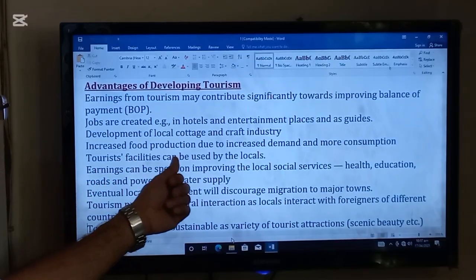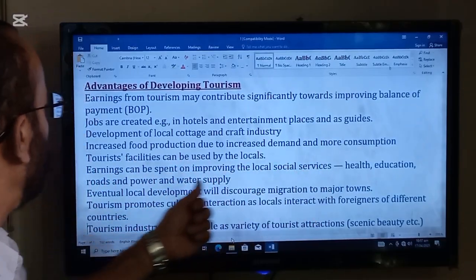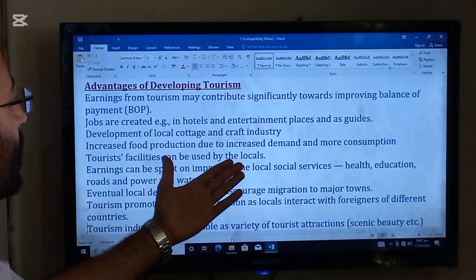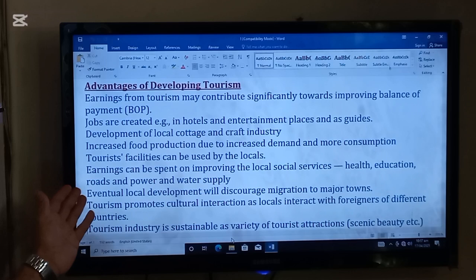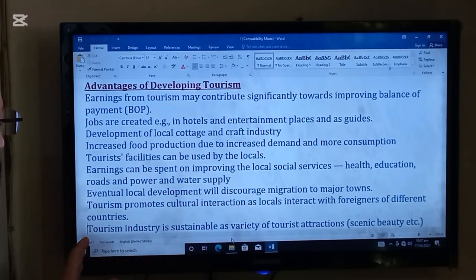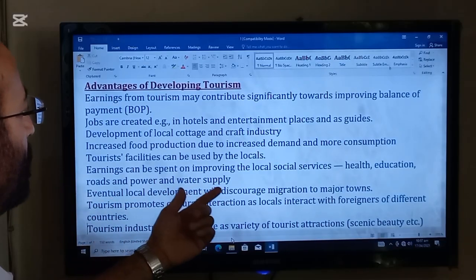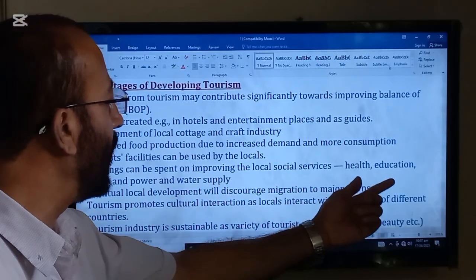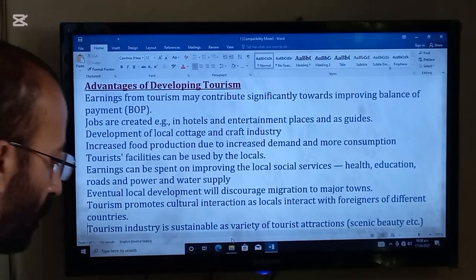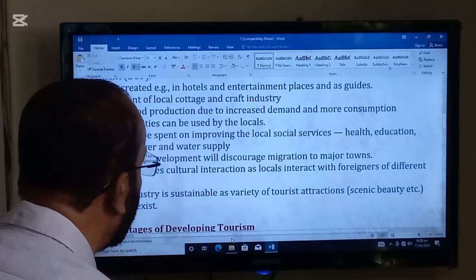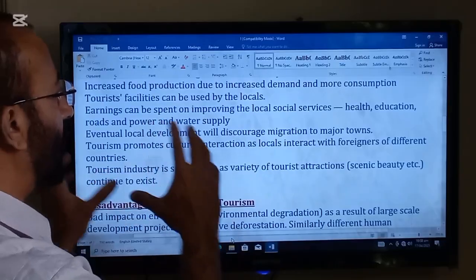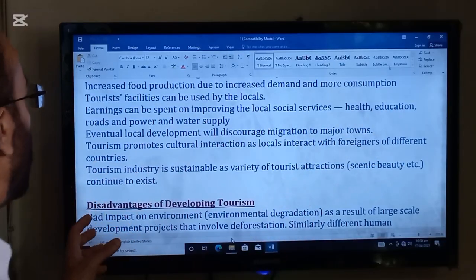Increased food production due to increased demand and more consumption. So this is another advantage that may be taken after promoting tourism. Tourist facilities can be used by the locals, so this is another advantage. Earnings can be spent on improving the local social services, for example, health, education, roads, and power and water supply. So, if our area is promoted regarding tourism, tourists will visit there. So, the people there will earn, government will earn. So, the earning can be spent on these sectors of life.